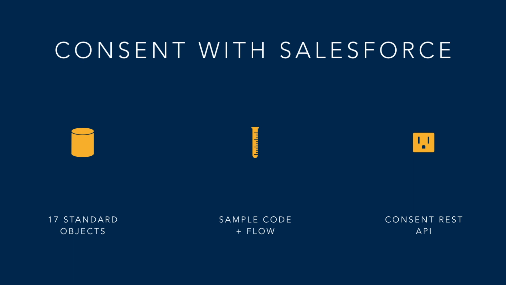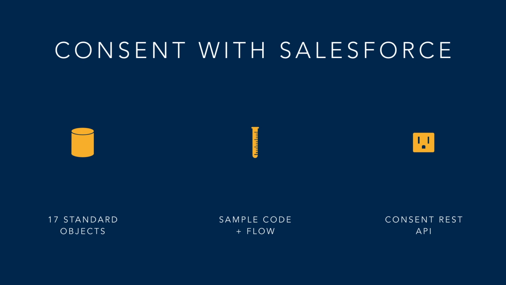Salesforce helps customers meet their consent related obligation by using 17 standard objects. These have been introduced in the last 2-3 years by Salesforce and reflect the commitment of the platform towards data privacy. In addition to that, Salesforce offers some sample code and lightning flows, templates, etc. that customers can use to try and build their own solution around it. Finally, Salesforce also offers a consent REST API that can be used for programmatic integration to determine what kind of consent a particular person has.